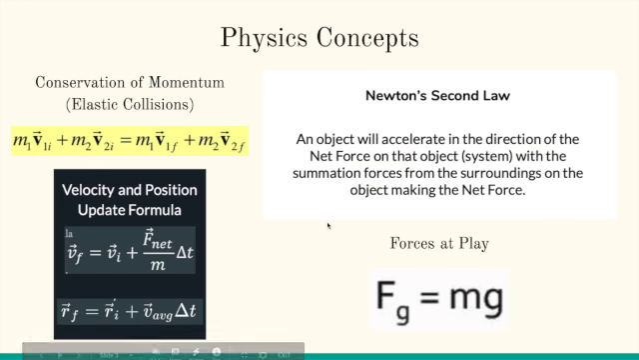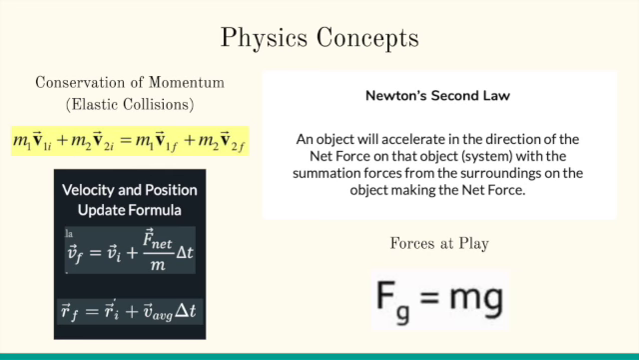Additionally, for some of the physics concepts that we utilize in this lab, we use the conservation of momentum for elastic collisions, as shown right here with mass and velocity. Then we use the velocity and position update formula, mainly for the GlowScript model, in order to update the position and velocity of the model. And then Newton's second law: an object will accelerate in the direction of the net force on the object, while the summation of forces from the surroundings on the object makes said net force. And the only force at play in this case would be the gravitational force.